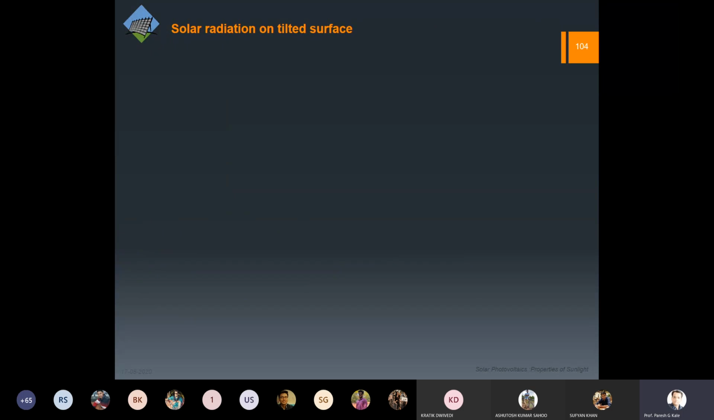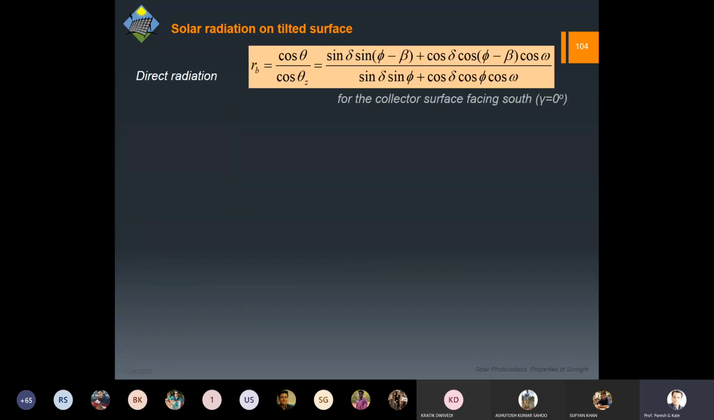So let us try to find out the solar radiation on the tilted surface. So for this direct radiation, we get this cos theta by cos theta z, so that we can define as the factor RB. So you can find out this cos theta z. When you are substituting this beta equal to 0, that is the radiation on the flat panel. Of course, we are assuming this gamma to be 0.